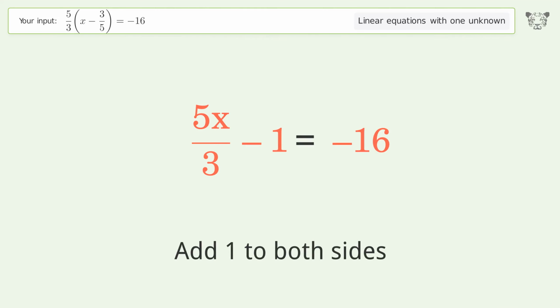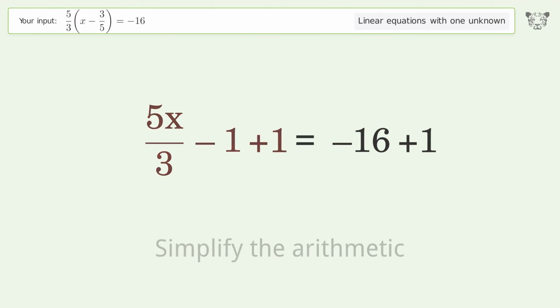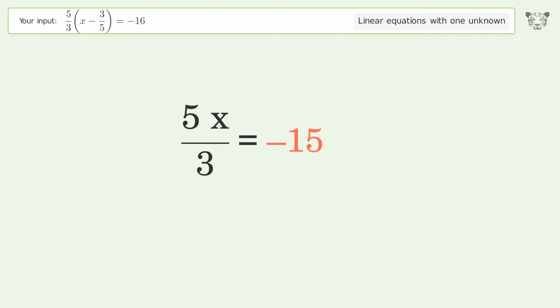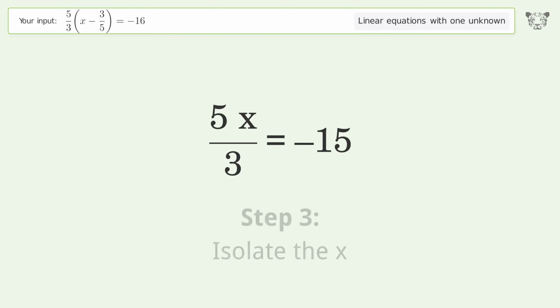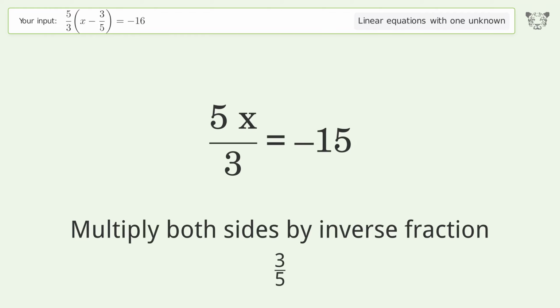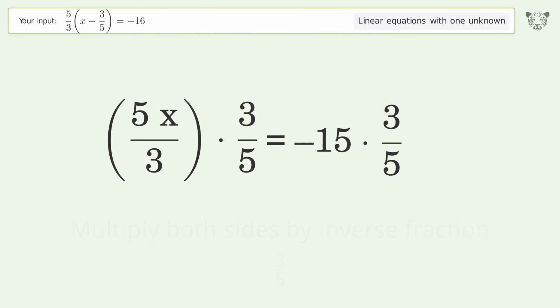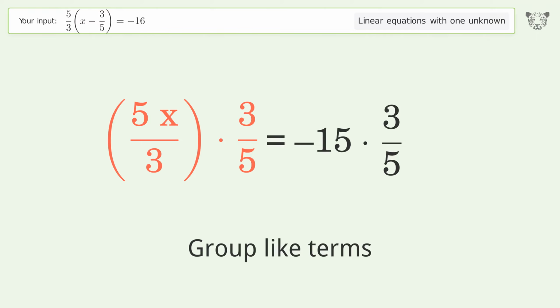Add 1 to both sides. Simplify the arithmetic. Isolate the x. Multiply both sides by inverse fraction 3/5. Group like terms.